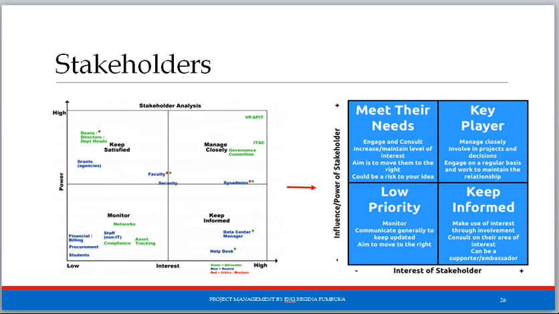You also have to plan how you're going to manage your stakeholders, kwa sababu kuna stakeholders aina 4 na kuna those who have high power, high interest and high influence, lakini pia kuna vice versa, low power, low interest and low influence. Je, utamanage vipi hao stakeholders? So you need also to plan that. If you're going to keep them satisfied, manage them closely, monitor them or keep them informed.